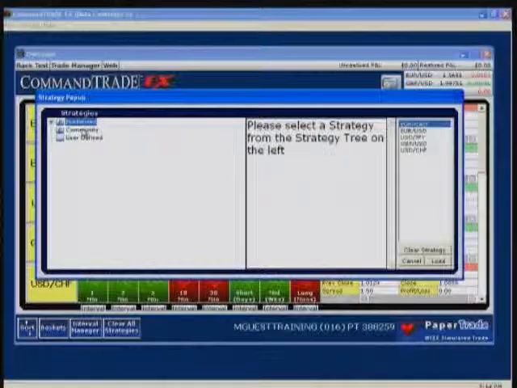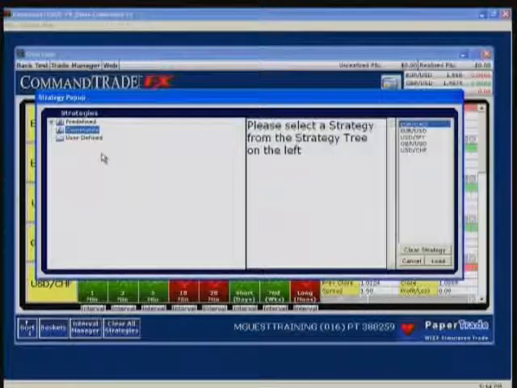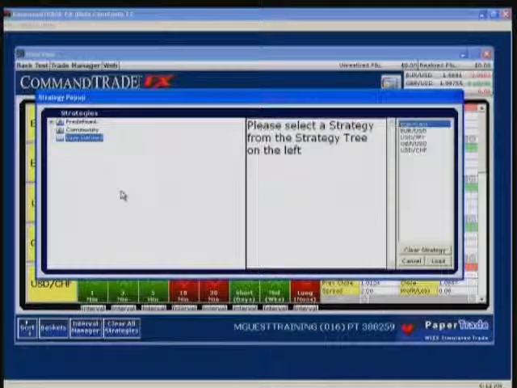Below that predefined, community. Again, the community strategies are the strategies that CommandTRADE users, CommandTRADE FX users, literally from all over the globe, are building and sharing with each other. And then, of course, your user-defined. This is going to be any strategy that you've created on your own, or a strategy that you just modified or tweaked a little bit to better fit your trade style. All right.